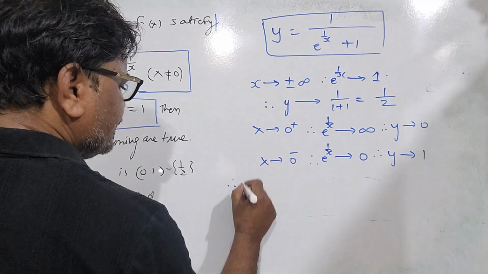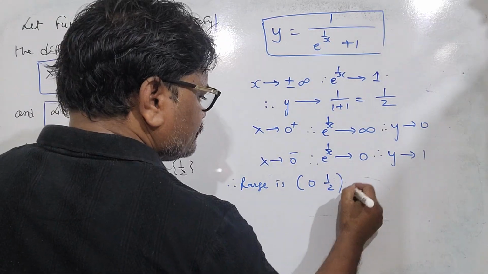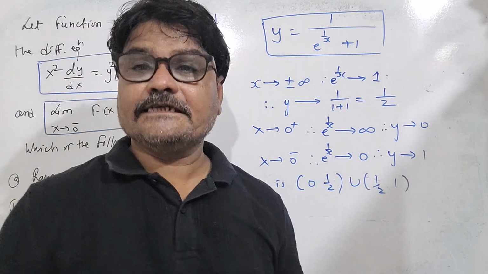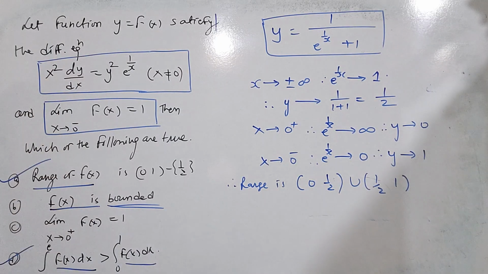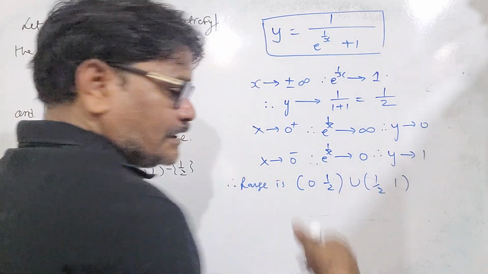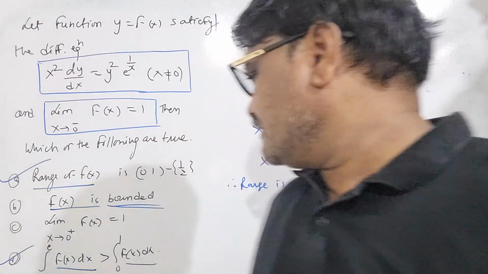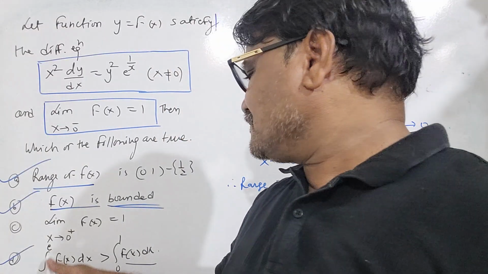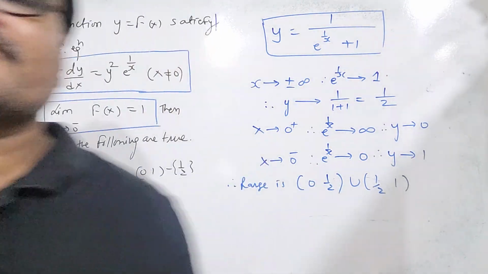Therefore the range is (0, 1/2) union (1/2, 1), with the maximum value approaching 1. That is the range. So option A is correct. And as no upper value or lower value is approaching infinity, the function is bounded. Option B is also correct. And the integral from 0 to e of f(x) dx being greater than the integral from 0 to 1 of f(x) dx is obvious. No problem with that.